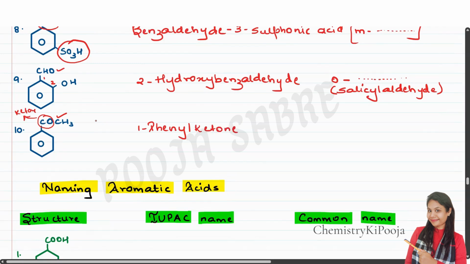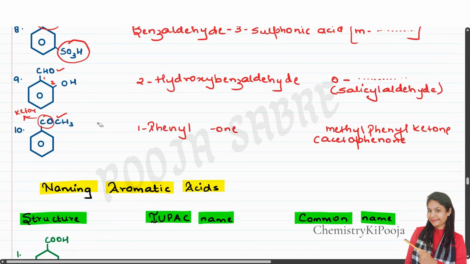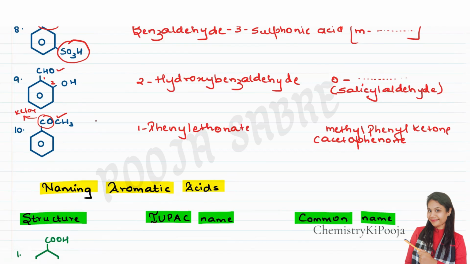Coming now to the next one. This is methyl on one side, then phenyl on the other side alphabetically, and then ketone you can write down, or it is acetophenone. Already I have explained what acetophenone is. So this is 1-phenyl, or you can also write it down as ethanone. Clear? So this is the entire thing related to the aromatic aldehydes and ketones.